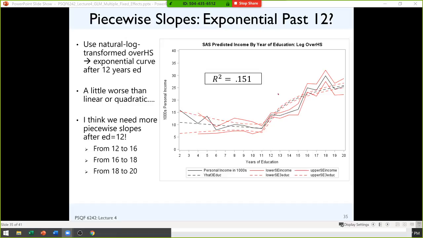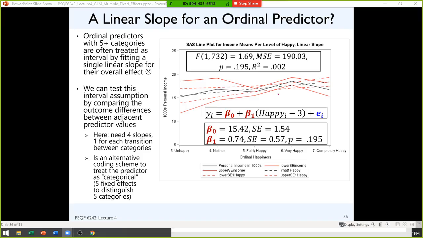Okay, I've got one more example of a piecewise model that I want to show you, and this one is going to come up in your next homework. So I have a predictor in the same data set that is ordinal level of happiness.